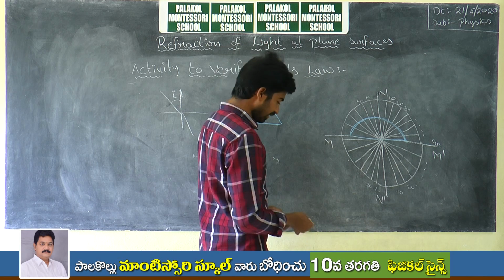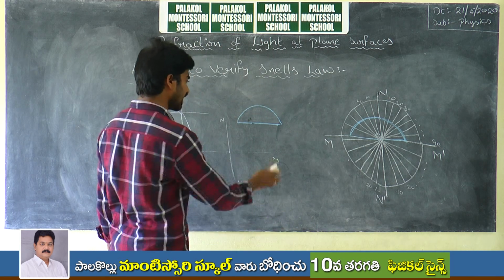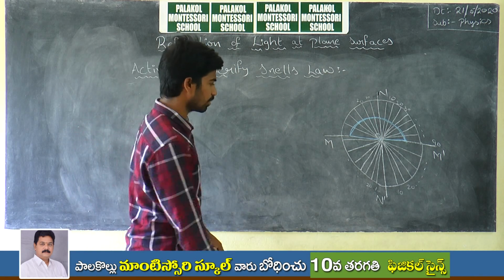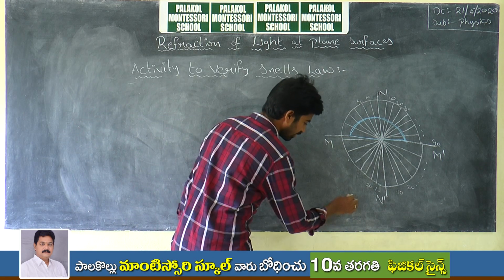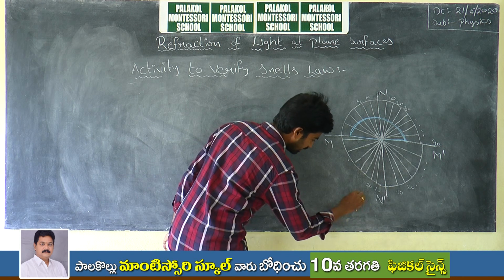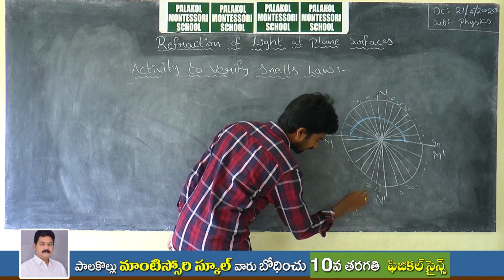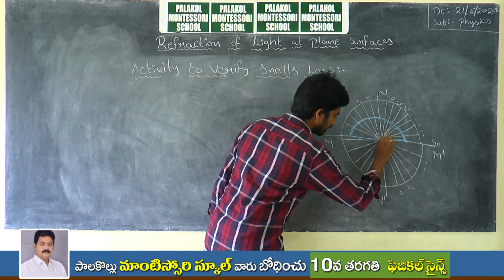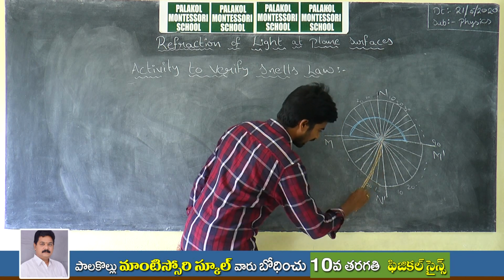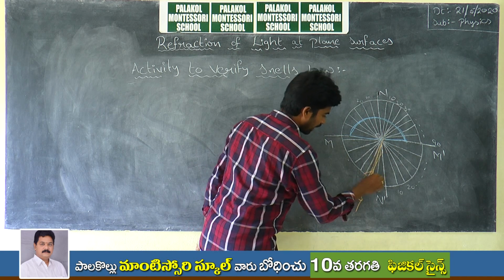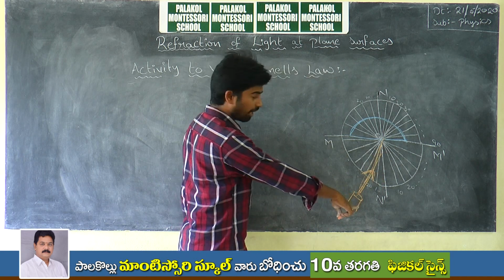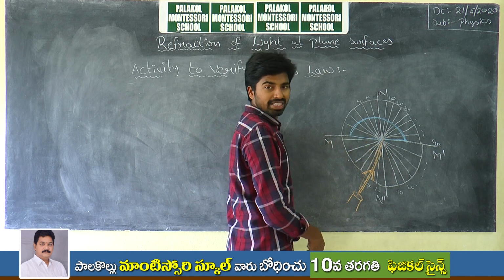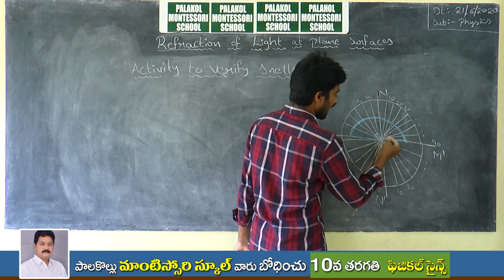So now consider a laser light source and incident the light ray at some particular angle. So I have incident the light ray at an angle of 20 degrees, and the light ray will pass through this semicircular glass and emerge out.